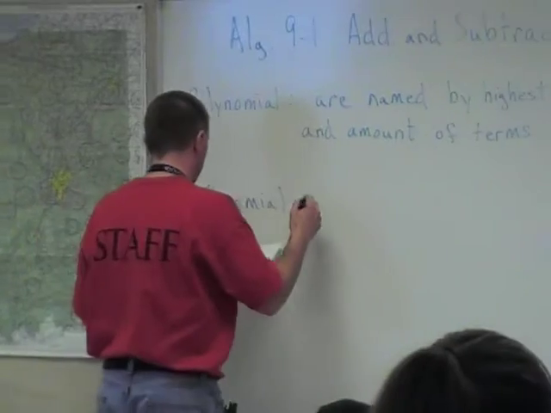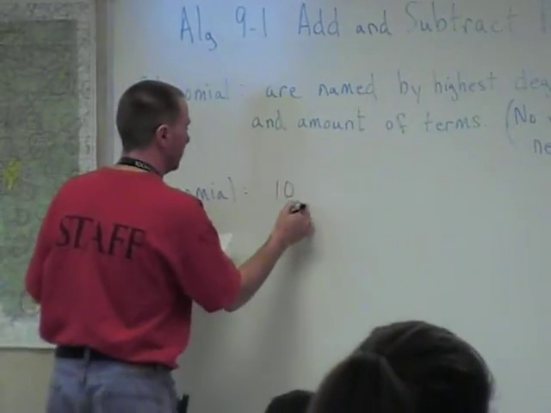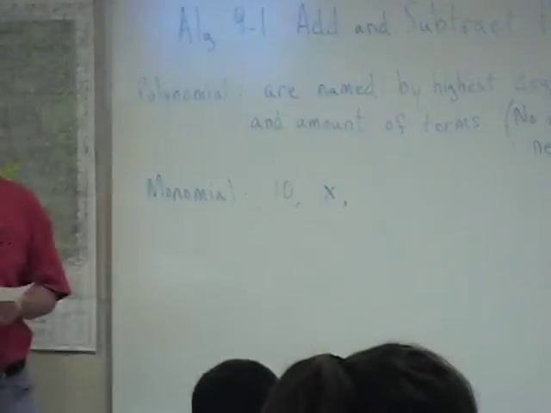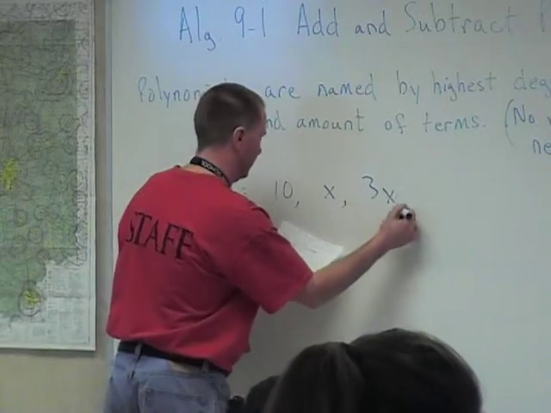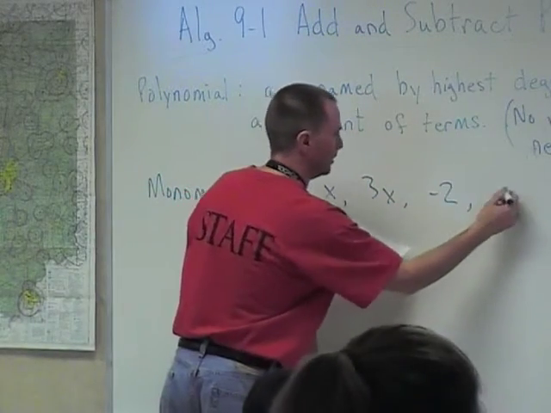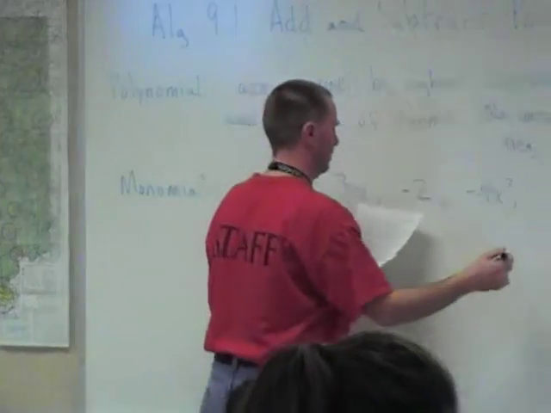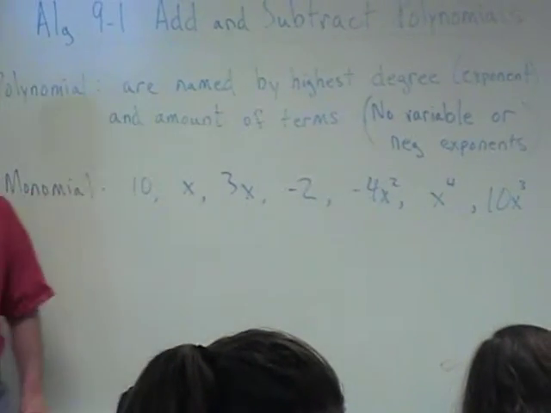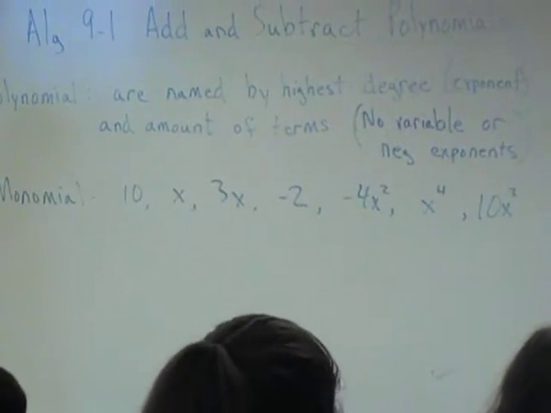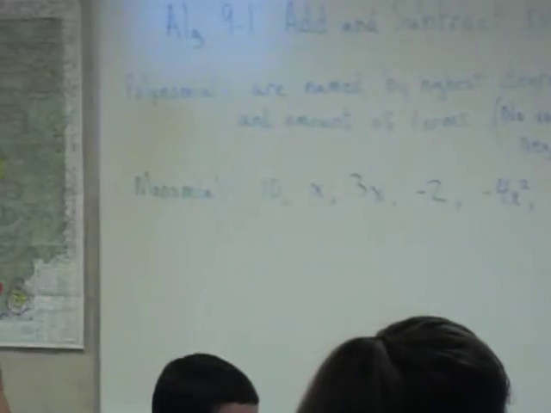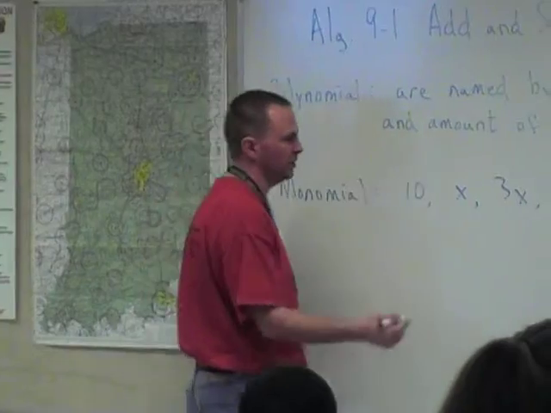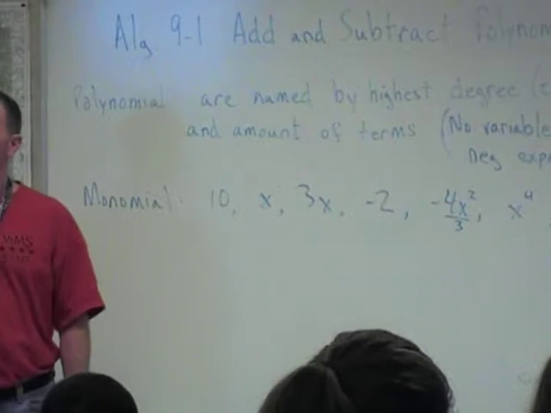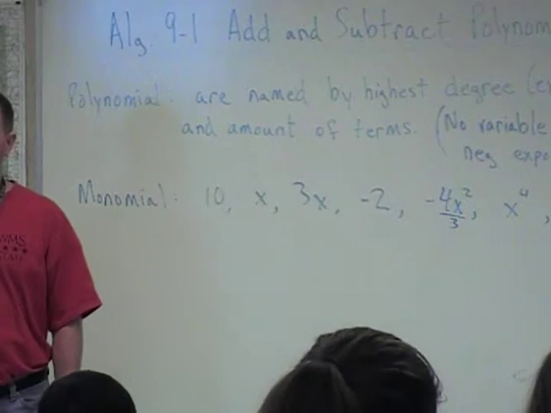All right, so a monomial, I'll just write all these examples down. The number 10, that's a monomial. The letter x by itself, or 1x, that's a monomial. 3x, negative 2, negative 4x squared, x to the 4th, and 10x cubed. Those are all single terms. Those are all monomials. Okay? We could have said this, negative 4x squared over 3. That's still one term. So that's a monomial.